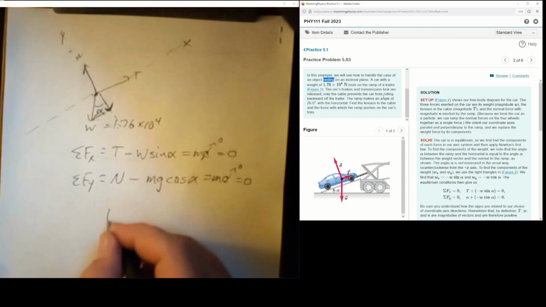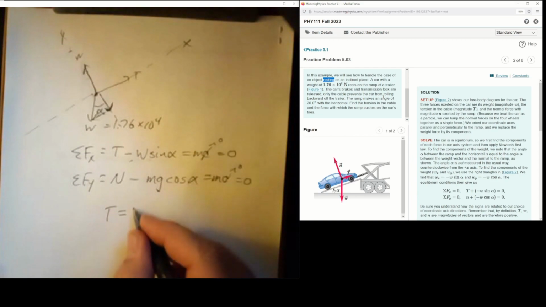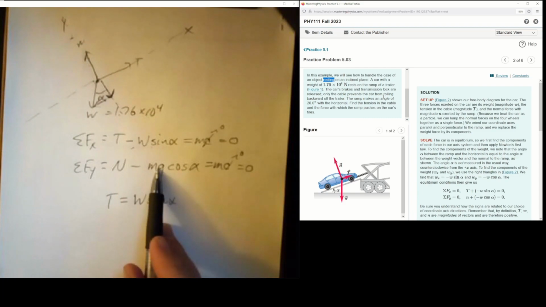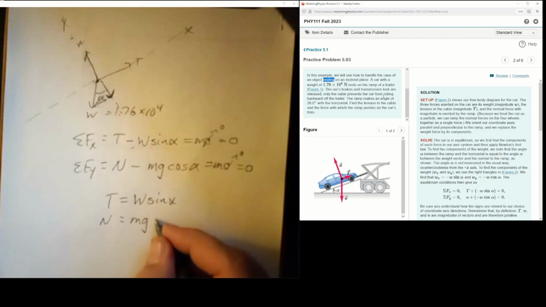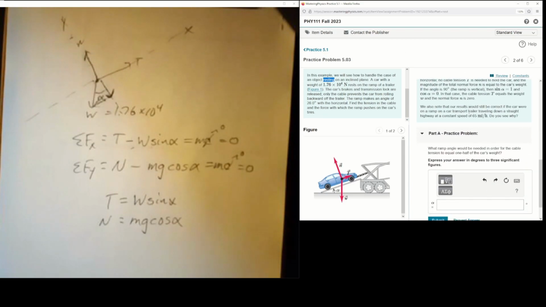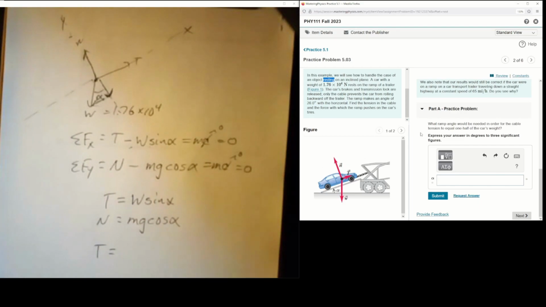And the first equation tells us tension. So just looking at this one, moving this term to the right side, tension equals weight sine alpha. The second equation, moving this to the right side, tells us the normal force equals mg cosine alpha. So let me look again at what the question is. So we want the ramp angle that's needed for the cable tension to equal 1/2 of the car's weight.